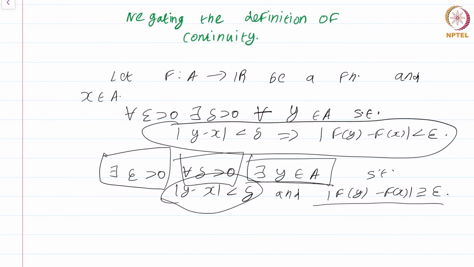So this choice of epsilon plays spoilsport. What this is saying is no matter what delta you choose, in other words, no matter how close you get to the point x, there is always some other y that is closer to x such that mod f of y minus f of x cannot be brought epsilon close. So this is the formal way of negating the definition of continuity.